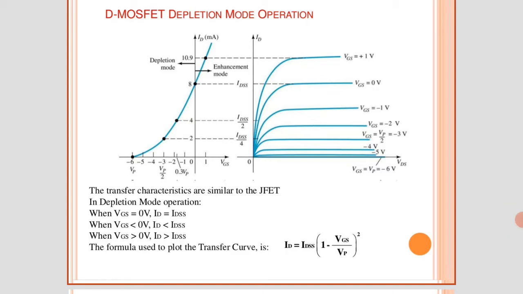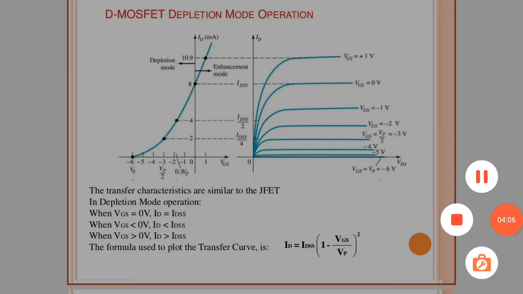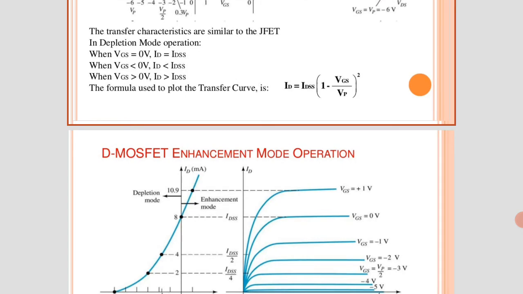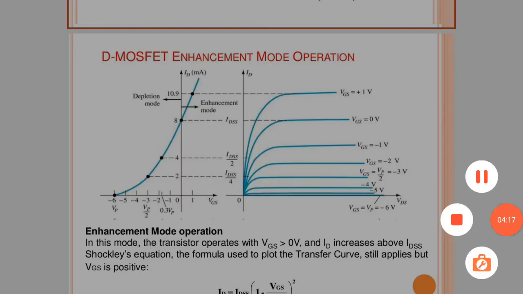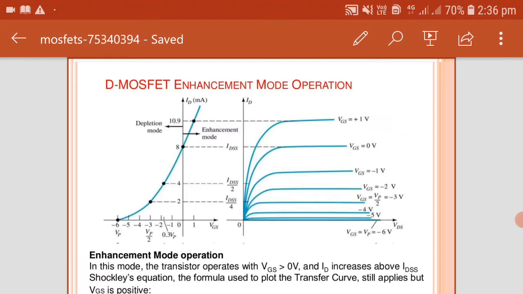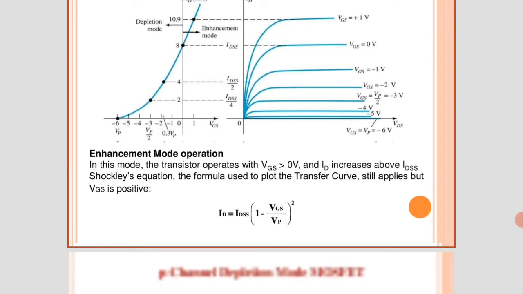The formula used to plot the transfer curve is ID is equal to IDSS bracket 1 minus VGS upon VP bracket square. Next is the depletion MOSFET enhancement mode operation. We see another type of the transfer curve: ID is equal to IDSS into 1 minus VGS upon VP bracket square.